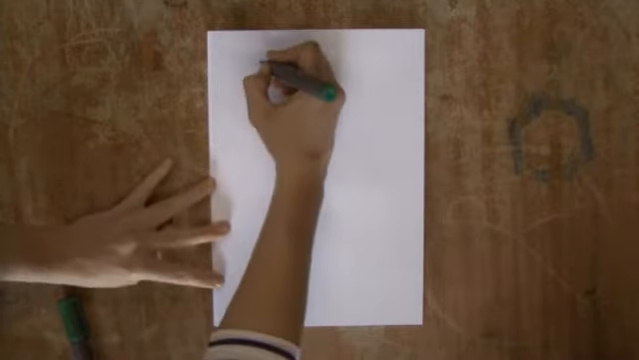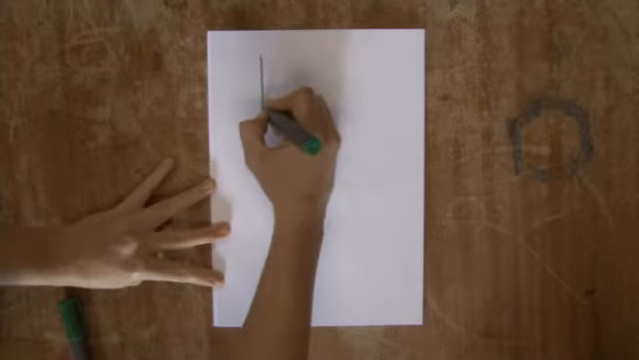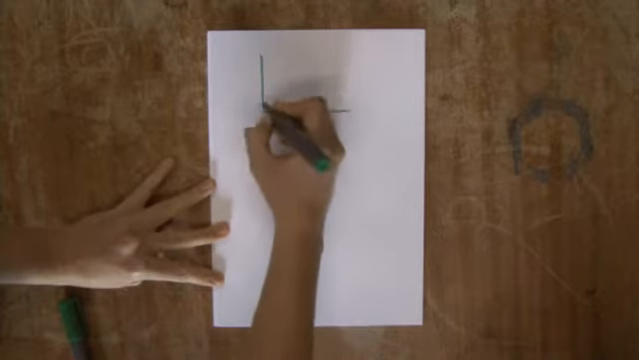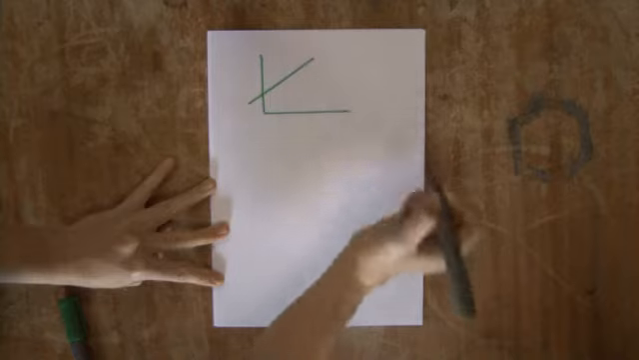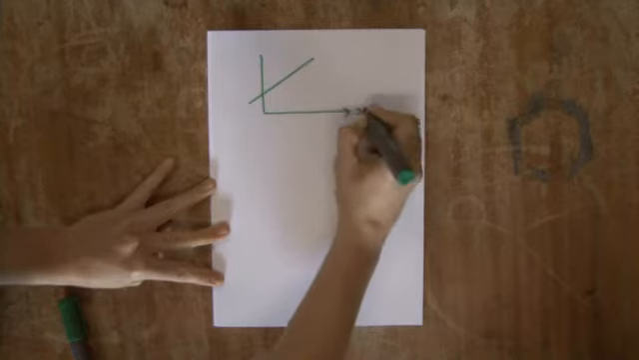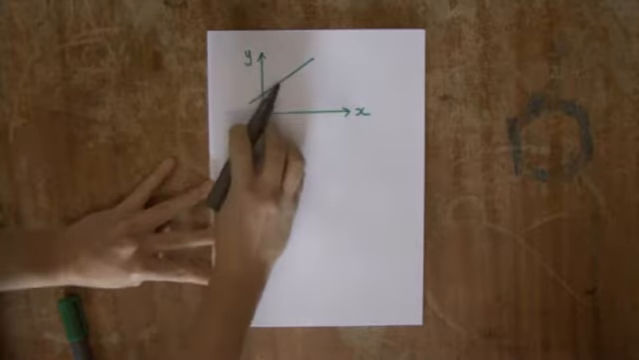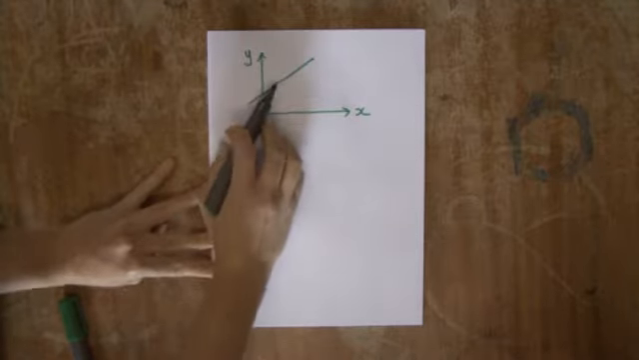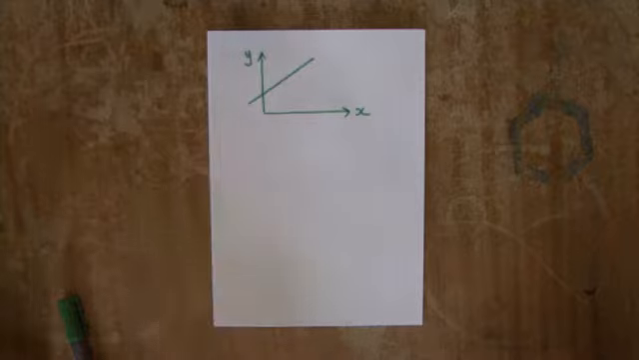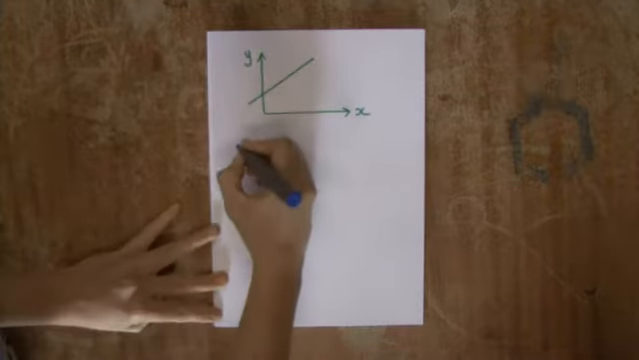Now we're going to have a look at calculating the gradient of a line. For example, if we have a line like this, we'll work in Cartesian coordinates, which means that this is the x-axis and this is the y-axis, and we want to find the gradient of this line here.